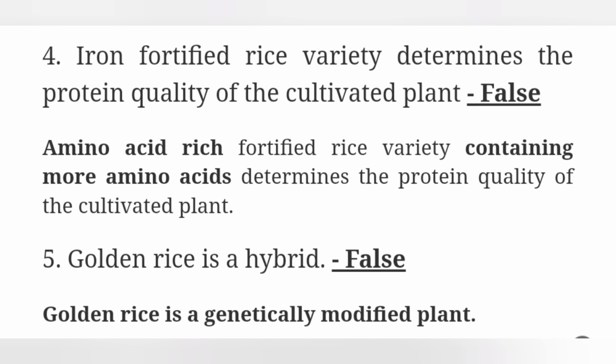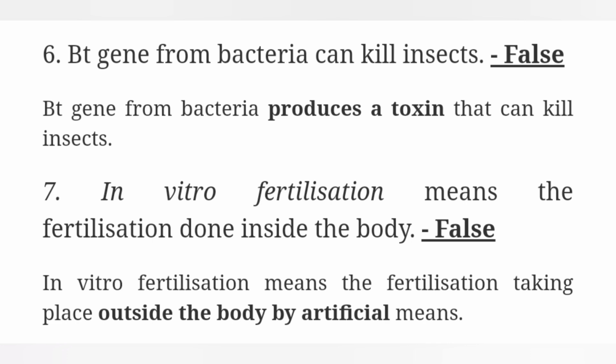Fifth one, golden rice is a hybrid. The statement is false. Golden rice is a genetically modified plant. This is the correct statement. Sixth one, Bt gene from bacteria can kill insects. The statement is false. The correct statement, Bt gene from bacteria produces a toxin that can kill insects.